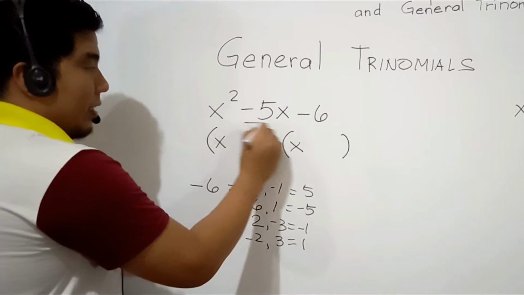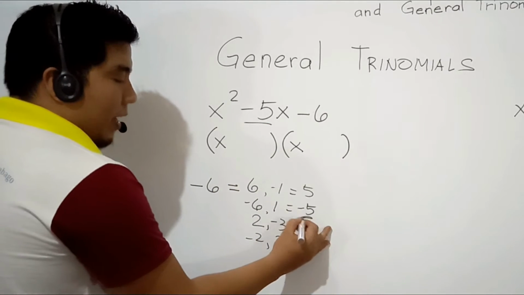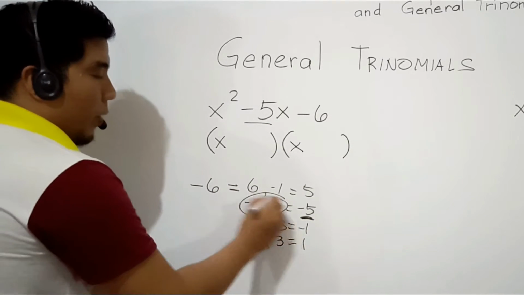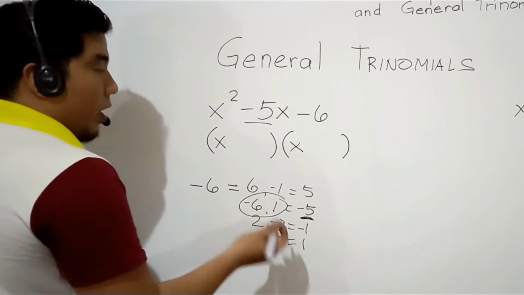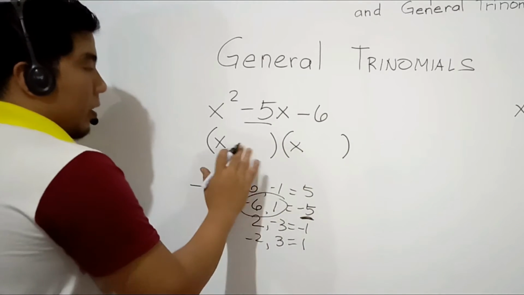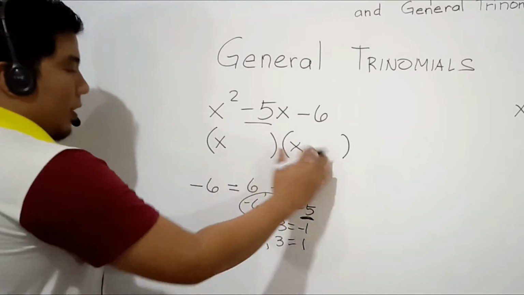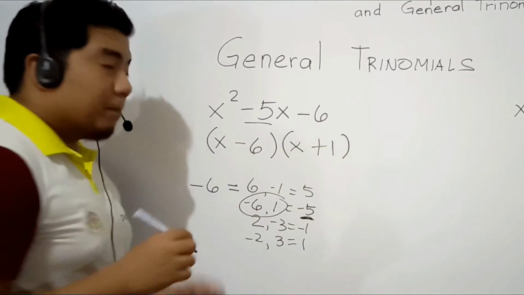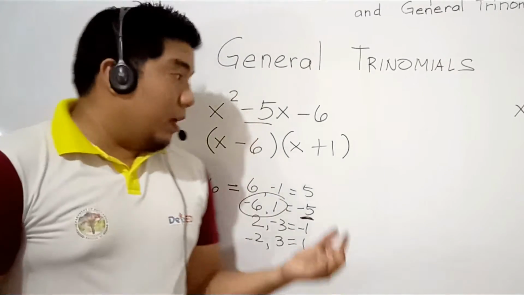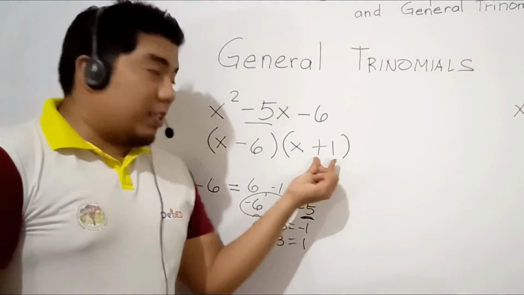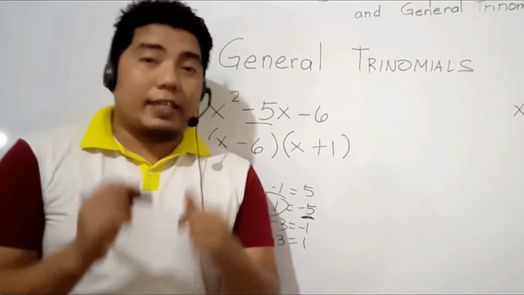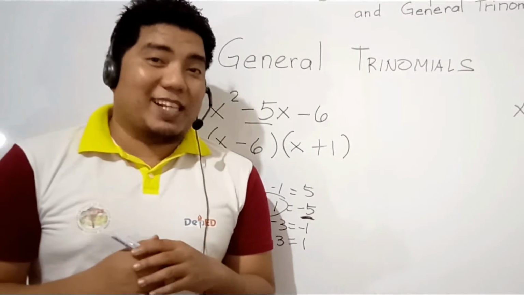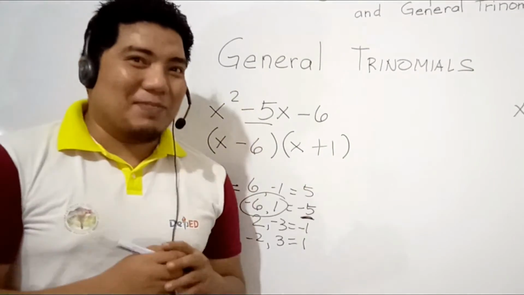So, as you can see, this is negative 5. So, we already have here a negative 5. Therefore, we can use negative 6 and positive 1 as our factors to be placed in our quantities. So, this will be minus 6 and this will be positive 1. Now, if you want to ask me, is it okay that I will put positive 1 here and negative 6 here? Yes, you can. They are just the same. Okay? That's as simple as that.